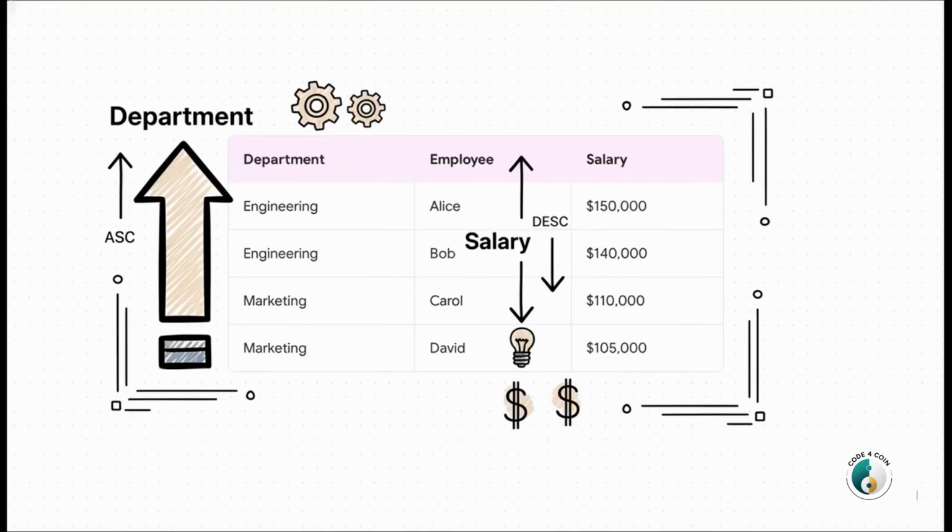Okay, check out this example. We're sorting our employees first by their department, ascending. See how all the engineering people are grouped together? Cool. But within that group, we've added a tiebreaker, salary, descending. Now the highest paid engineer is right at the top of that group. See? This gives us a much more specific and way more useful order.